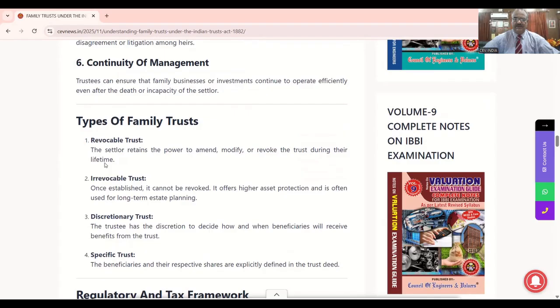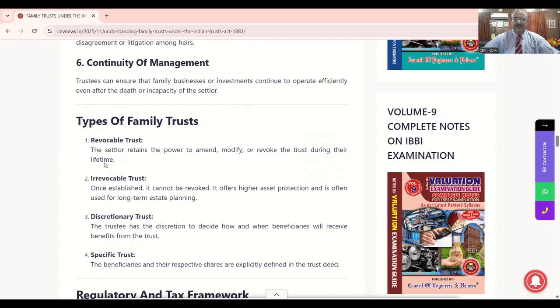जो वसीयत होती है उसके जैसा ही रिवोकेबल ट्रस्ट होता है. सेटलर उसको जब मर्जी चाहे अपनी मर्जी से, उसके पास पावर होती है अमेंड करने की, मॉडिफाई करने की और रिवोक करने की उस ट्रस्ट को. सेकंड इज इररिवोकेबल ट्रस्ट. इररिवोकेबल ट्रस्ट में क्या होता है, वंस इट इज एस्टेब्लिश्ड इट कैन नॉट बी रिवोक्ड. अगर ये एक बार ट्रस्ट डीड रजिस्टर हो जाती है, इट कैन नॉट बी रिवोक्ड.